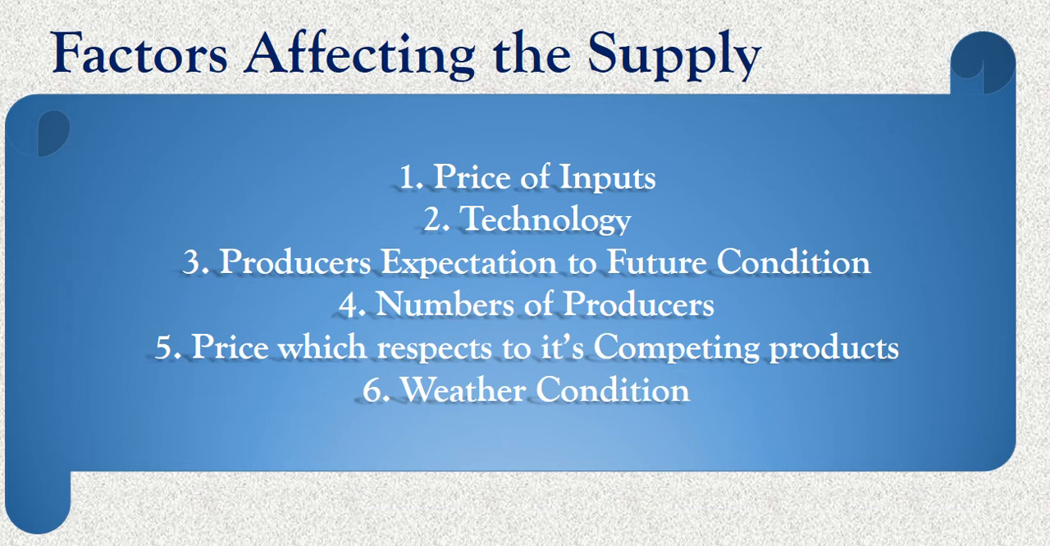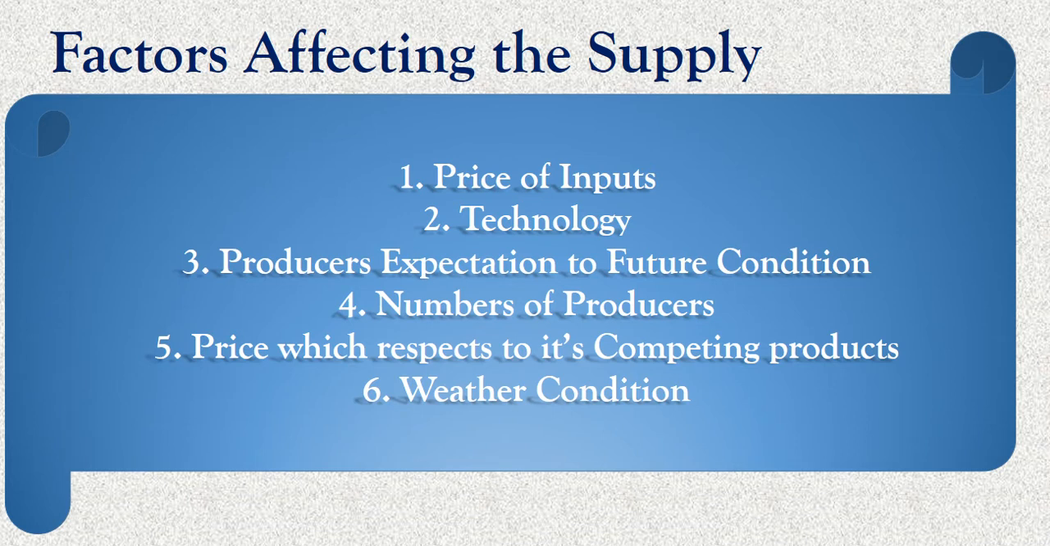Okay, so price of inputs. As the price of inputs increases, the supply will decrease. But if the price of inputs, or the raw materials used in production, decreases, then supply will increase automatically. Next is the technology. If you have an advanced technology, your supply will increase, of course. For everything that you are going to do, your production will be much easier and faster than before because of the advanced technology that you have.